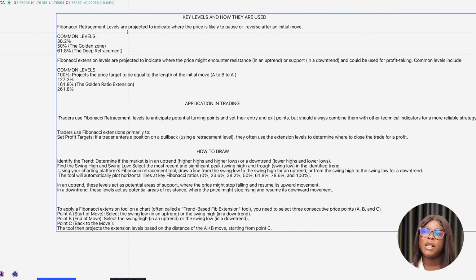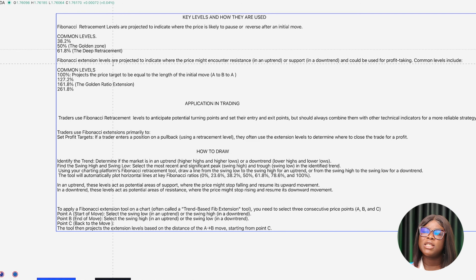So Fibonacci retracement levels are projected to indicate where the price is likely to pause or reverse after an initial move, which I already explained. And the common levels are the 38.2%, then the 50%. The 50% is usually the golden zone for most traders, and then the 61.8% is the deep retracement. I love using the deep retracement. When we do an example, you understand why I said I love using the deep retracement.